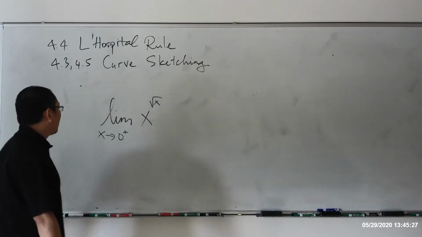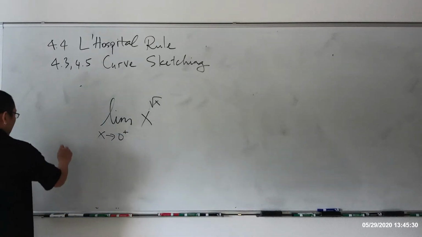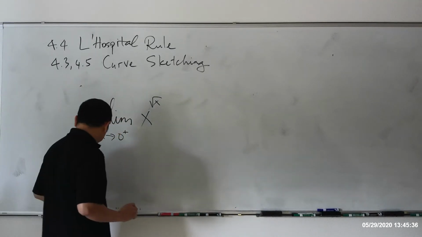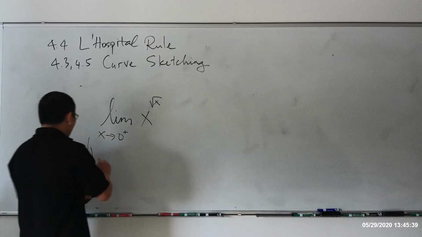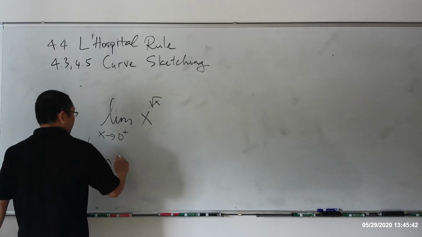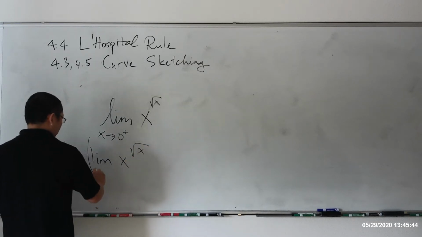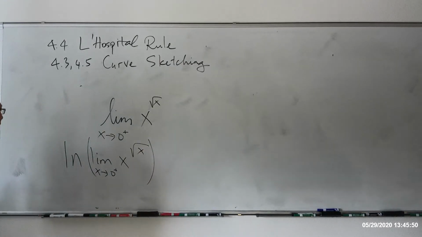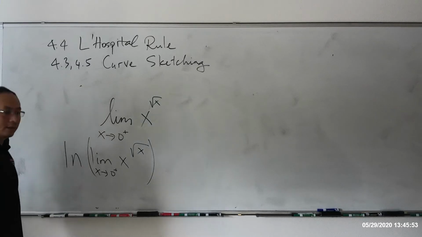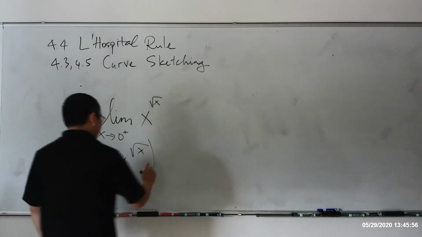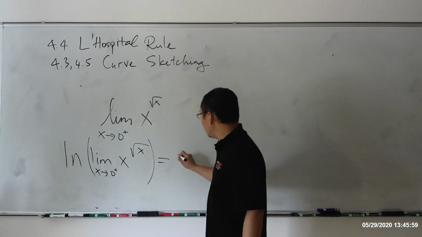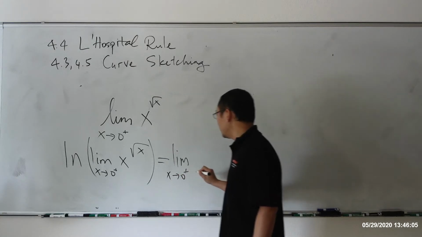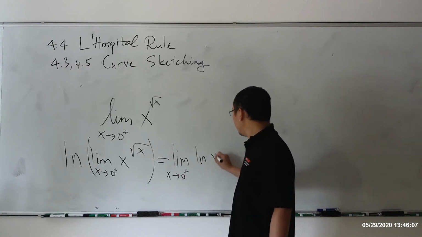So instead of calculating this limit, I'm going to look at the log of the limit of x raised to the power of square root of x when x approaches 0 plus. And one thing about this, we can interchange the log and the limit. Log of the limit is going to be the same as the limit of the log in this case. So it's equal to the limit, of course, x goes to 0 plus, of the ln of x to the power of the square root of x.